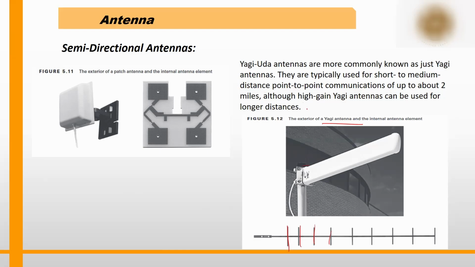Semi and omnidirectional. Yagi antennas are commonly used, just Yagi antennas. They are typically used for short to medium distance point-to-point communication. These are all outdoor antennas. Okay.